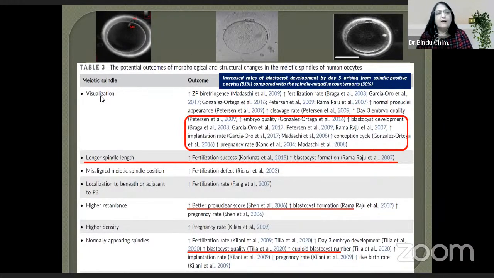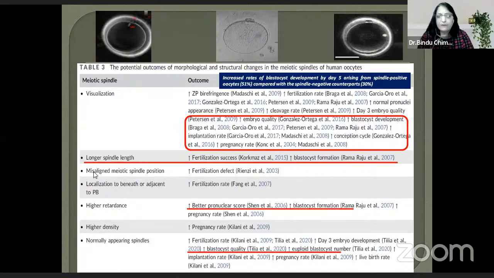So if you visualize the spindle, as is seen in the PolScope. Otherwise, without the PolScope, of course, you cannot see the meiotic spindle. But if it is visualized, then it is a good prognostic factor for fertilization rate as well as blastocyst formation and pregnancy rates as well. Longer spindle length is also concomitant with increased fertilization and blastocyst formation rate.